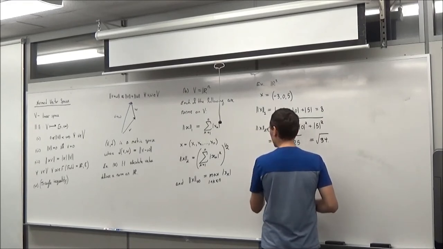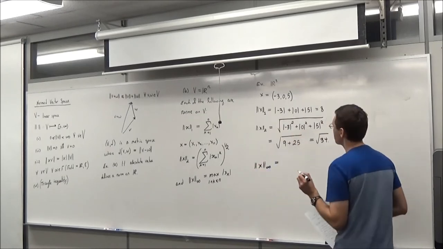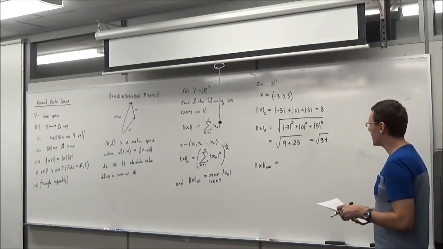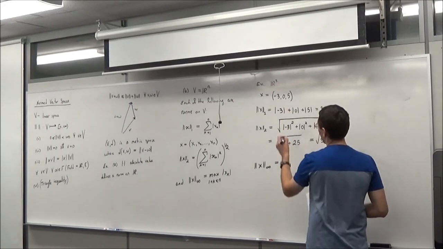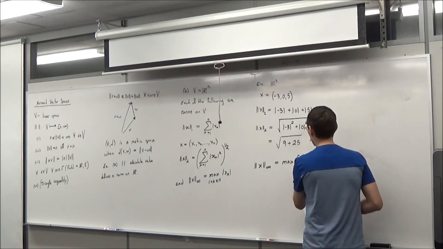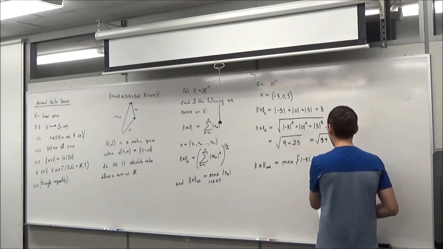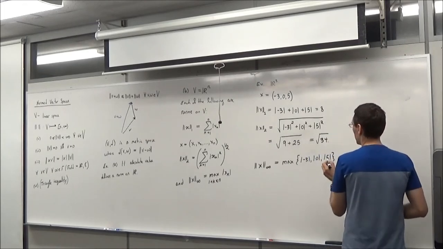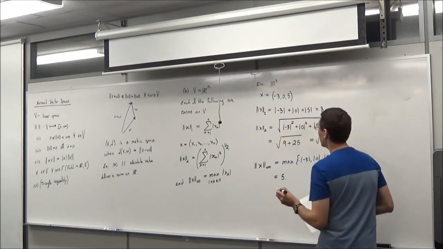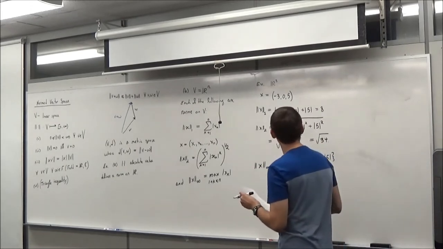So, what is the infinity norm of x? That would be just the maximum of the absolute value of minus 3, the absolute value of 0, and the absolute value of 5, which is just 5. Okay? We'll see how the relationship goes.